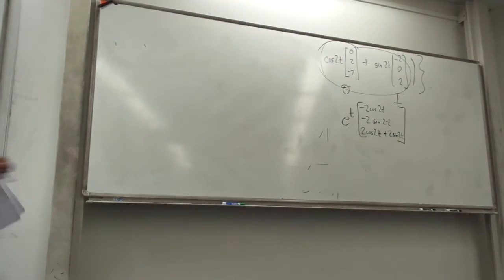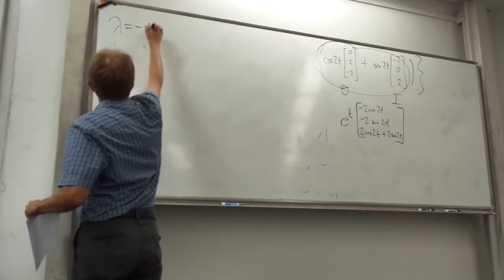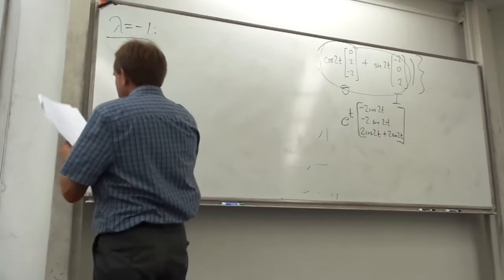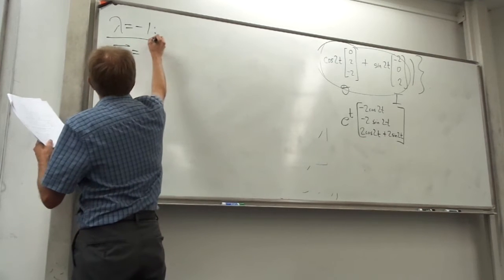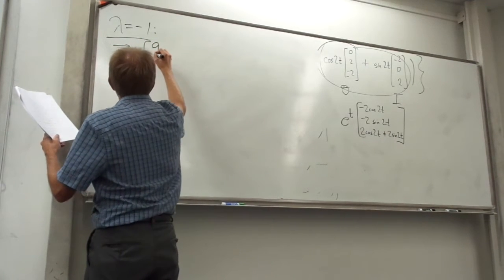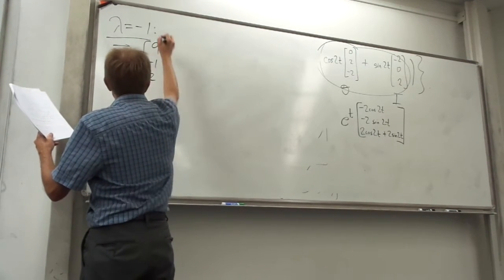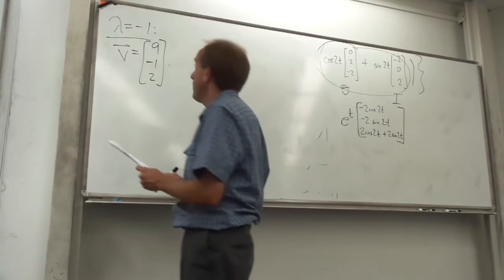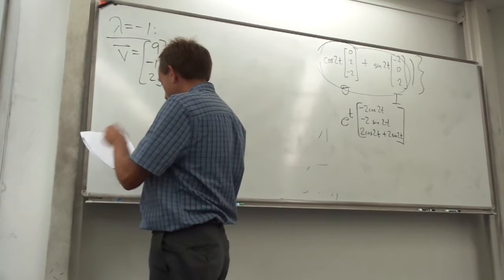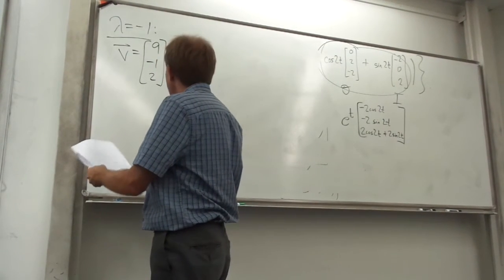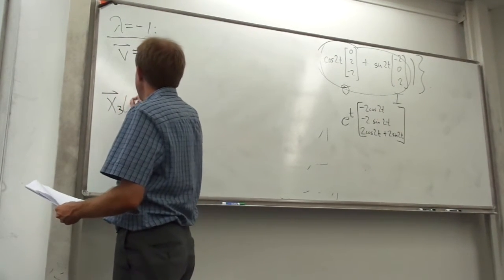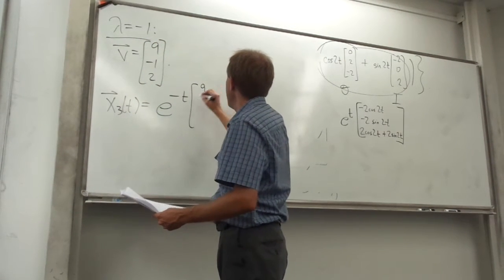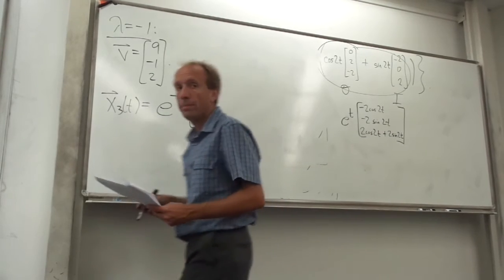So my other eigenvalue is negative 1. And you just have to find the eigenvector for that. It turns out, I'm going to let you guys check this just so we save a little time, 9, negative 1, and 2 is the vector that you're going to come up with for that. And so your x3, your third solution, is e to the negative t times 9, negative 1, 2.